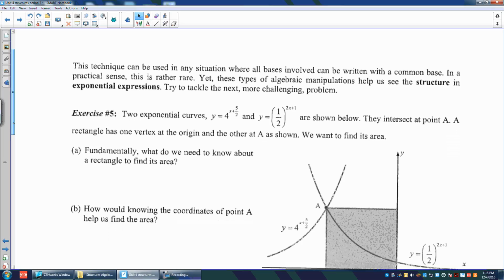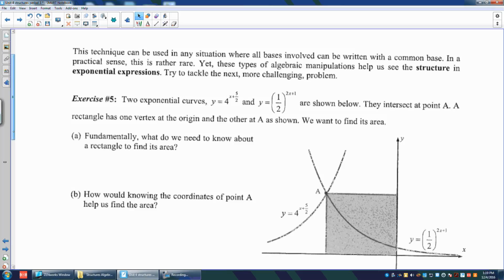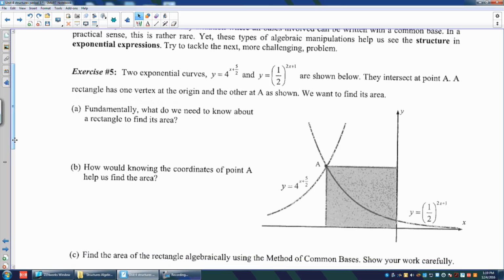So let's try to tackle a more challenging problem here. The two exponential curves, y = 4^(x+5/2) and y = (1/2)^(2x+1), are shown below. They intersect at point A. They drew a rectangle with one vertex at the origin and the other at point A where they intersect. We want to find the area of the rectangle.